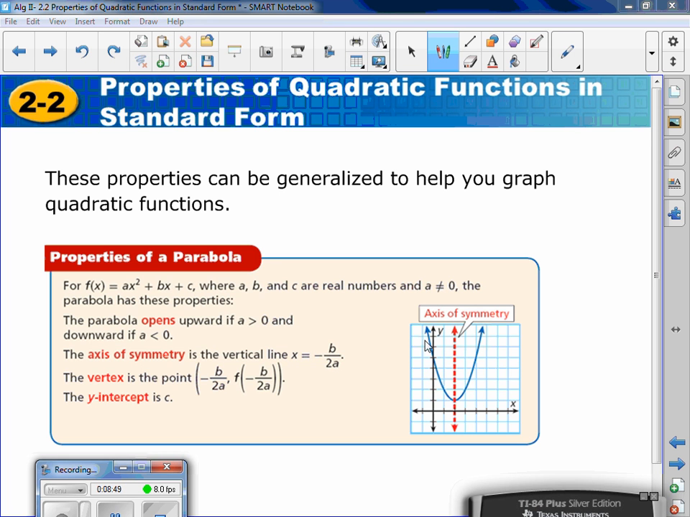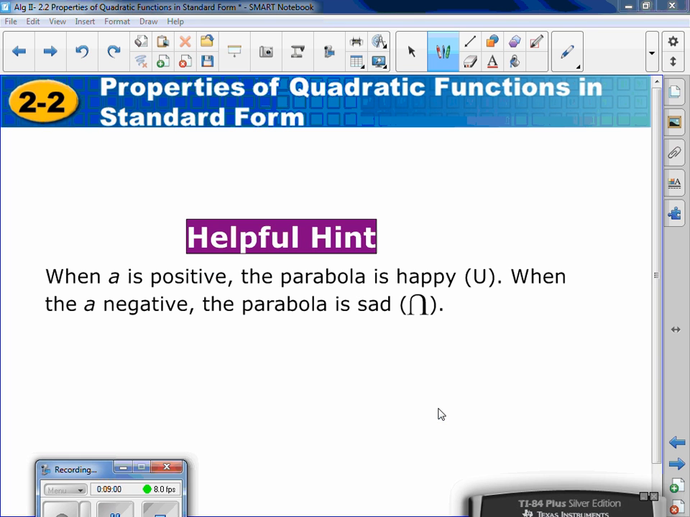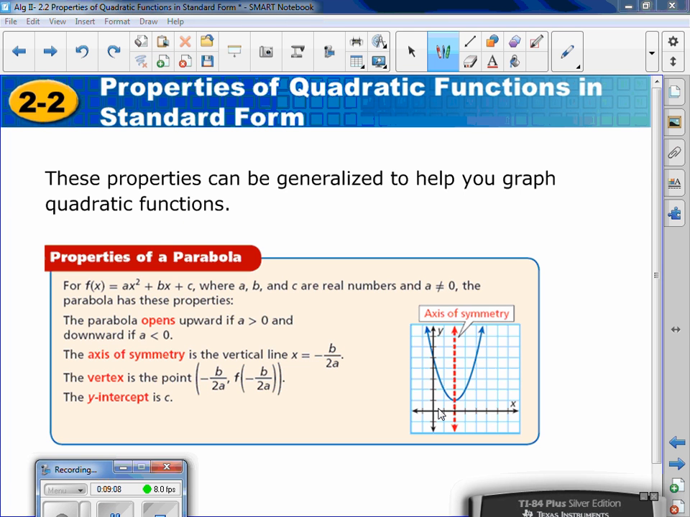If the A is positive, it opens upward. If A is negative, it opens downwards. Another way to think of that, if A is positive, the parabola is happy. If A is negative, the parabola is sad. The AOS is always x equals negative b over 2a. To find the vertex, remember the vertex is h comma k. If I take h, put it into the function, it'll find k for me. And the y-intercept is always c.